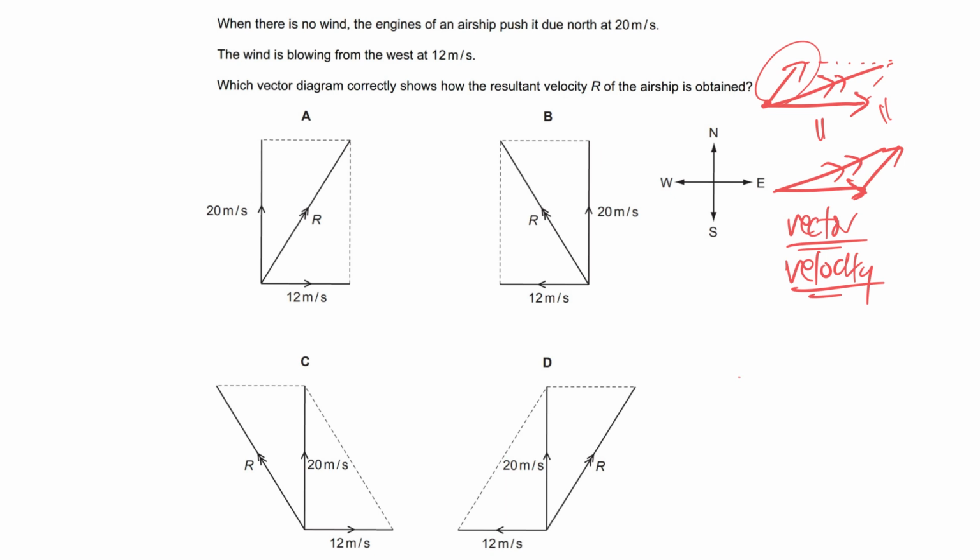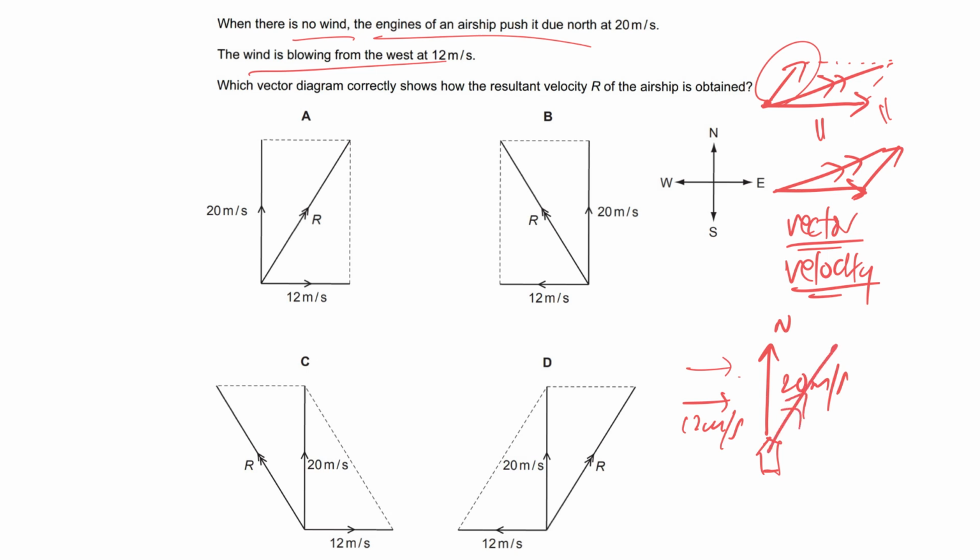Take a look at this first question here. When there's no wind, the engine of an airship will push it due north at 20 meters per second. So the engine itself will just push the airship due north at 20 meters per second if there's no wind. And now there's wind blowing from the west. That means west to east, so in this direction, 12 meters per second. Just like you roll a ball straight and then there's wind blowing to the right, you know that the ball will not go straight, it will go diagonally this way.